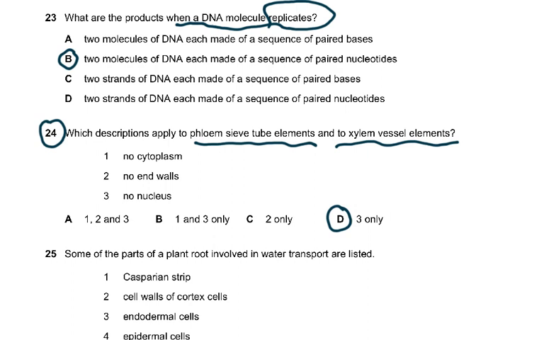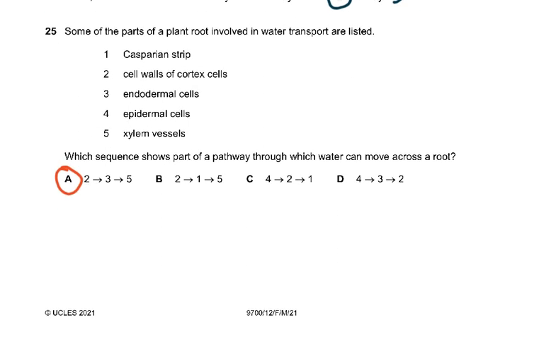The only thing which was common is, you see, no cytoplasm is only in the xylem. No end walls are only in the xylem. It says which description applies to phloem sieve tube and xylem, so both should be present in xylem and phloem. No nucleus. So 3 was correct. There is no nucleus either in the xylem or the phloem.